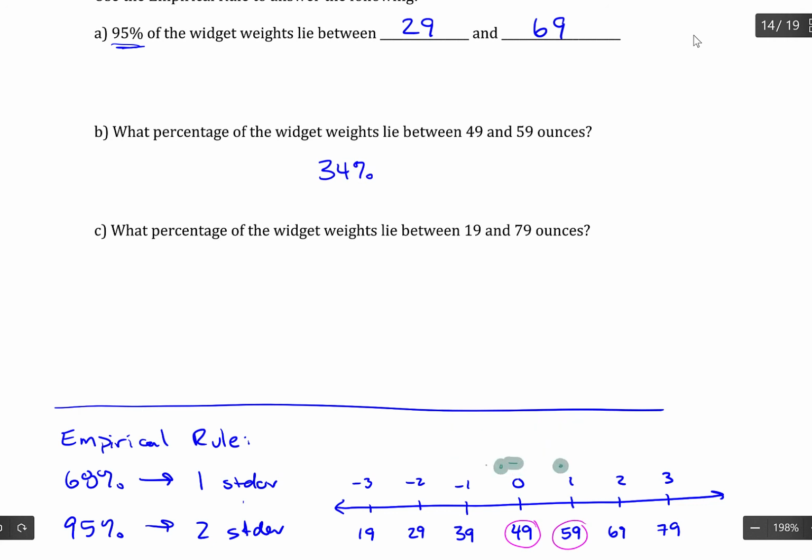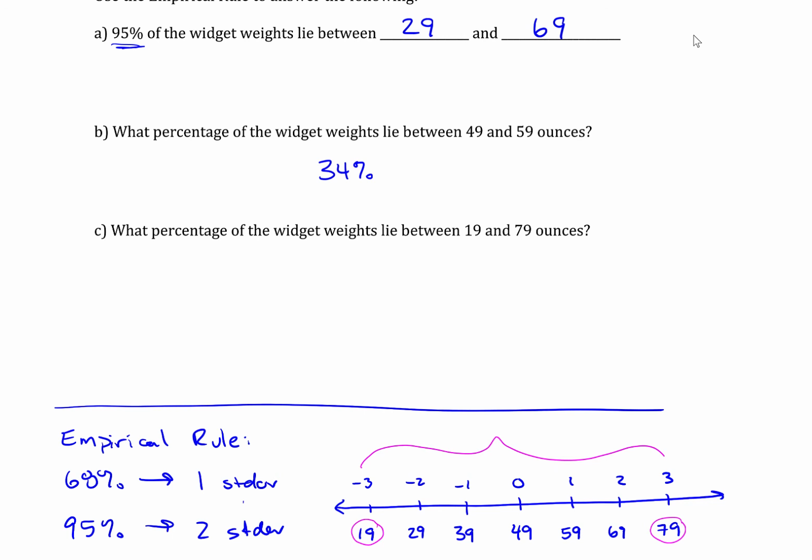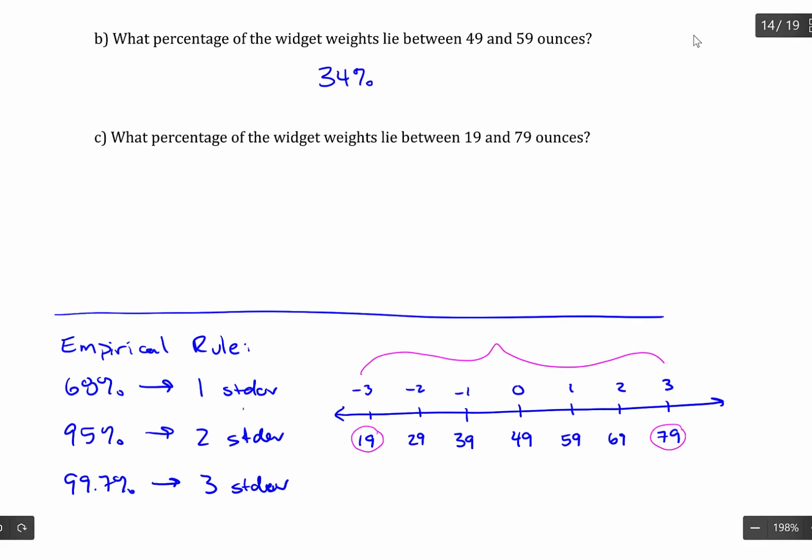Okay, and lastly here, what percentage of the widget weights lie between 19 and 79 ounces? So here's 19, here's 79. Notice that these 2 values are the values that are 3 standard deviations from the mean in both directions. So what that means is going to the empirical rule, within 3 standard deviations is about 99.7% of the data. So that's my answer for this particular question.